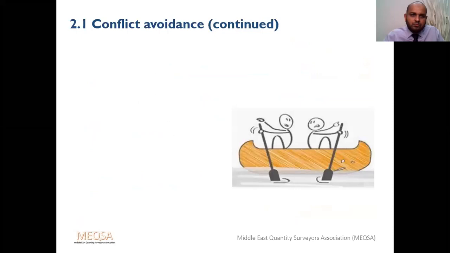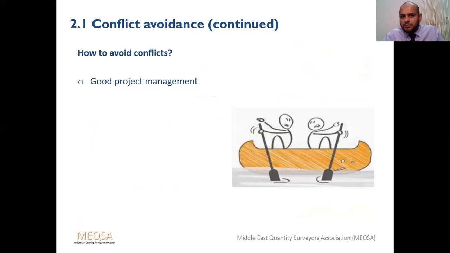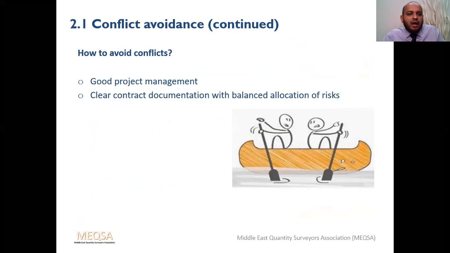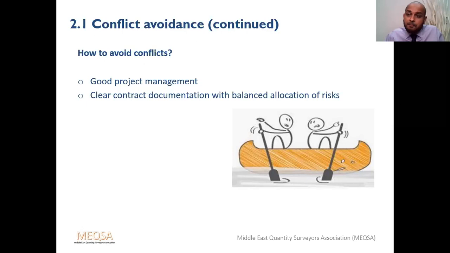Okay, how do we avoid disputes? A good project management plan, and clear contract documentation with a balanced risk allocation. This is very important, as this is our role as well, on the commercial side or contract side, or QS. He should be very clear with that. When a project is bid or going to be awarded, he should know the contractual documents are well established and in place. There should be some kind of proper audit in place.